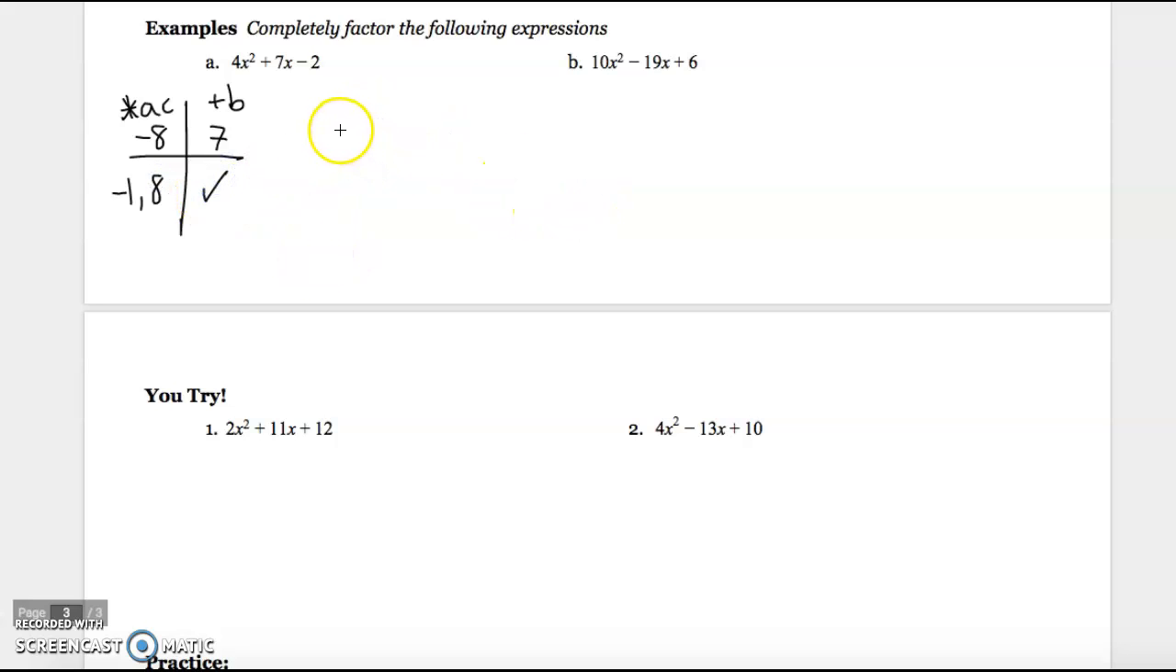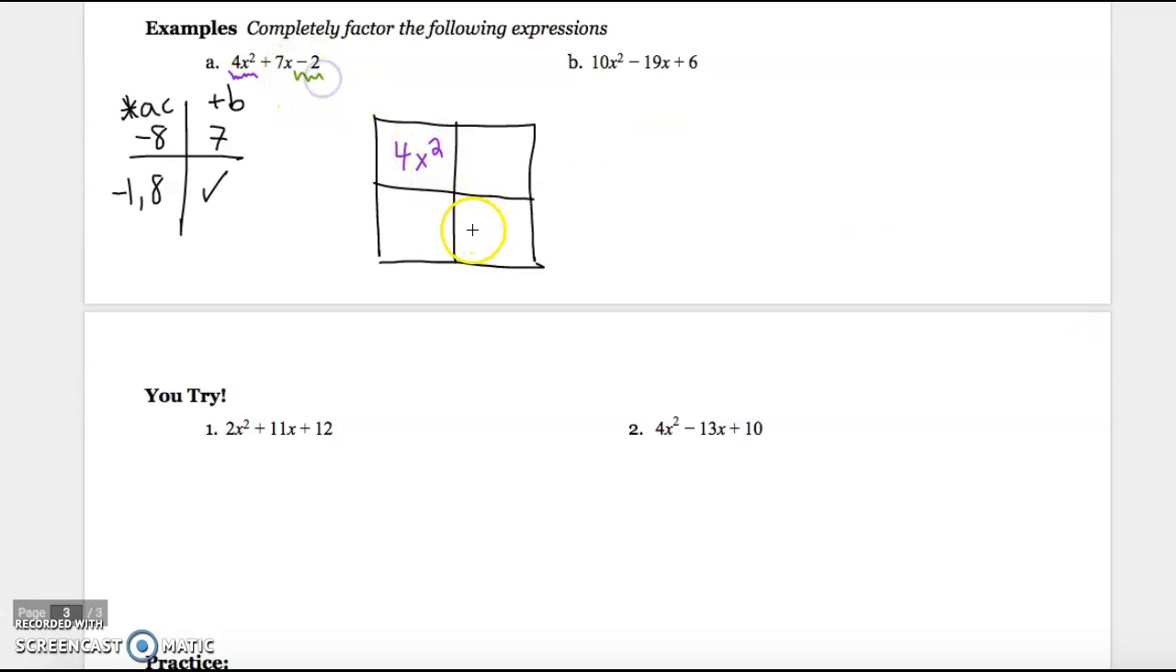And so now I'm going to draw my box. My first term goes up here, my x squared term. My constant goes down here. And then my factors go in the other two boxes, and it doesn't matter which one goes where as long as they have x's with them.